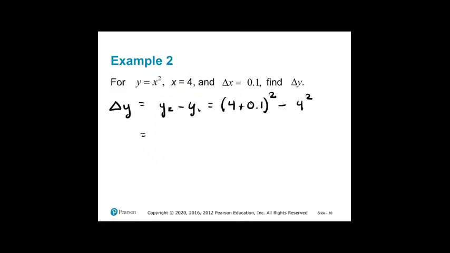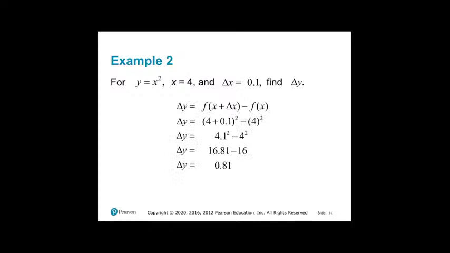What's 4.1 times 4.1 minus 16? Okay. This is the result that I got. So the change in y, this is delta y, this symbol, means the change in y from y2 to y1. Let's see how we do. Okay, so we got 0.81, and you see it there.